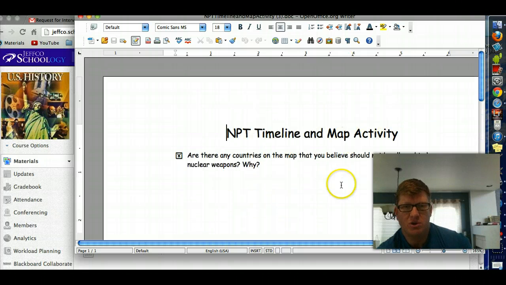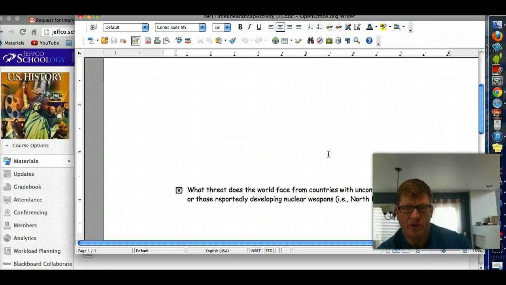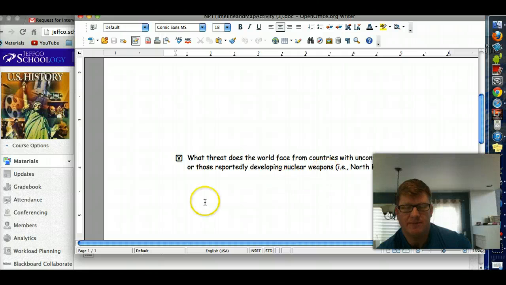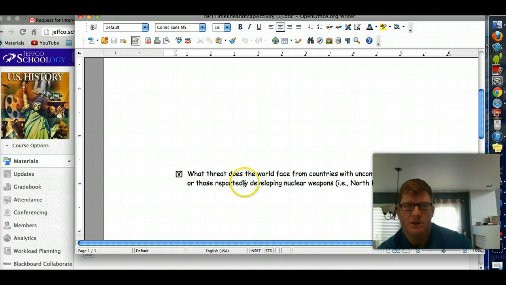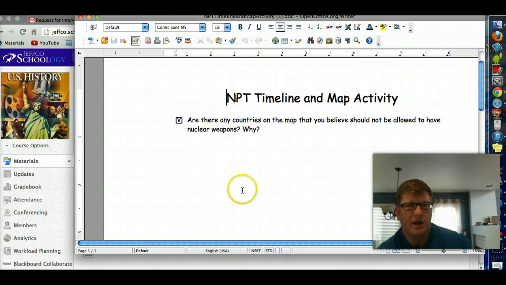Okay, and I would suggest doing further research beyond the map if you have any questions about these, like the first question and things like that. What threat does the world face from countries with unconfirmed nuclear weapons or those reportedly developed nuclear weapons? Okay, I talked about that too. And you can look up these questions online too if you want.